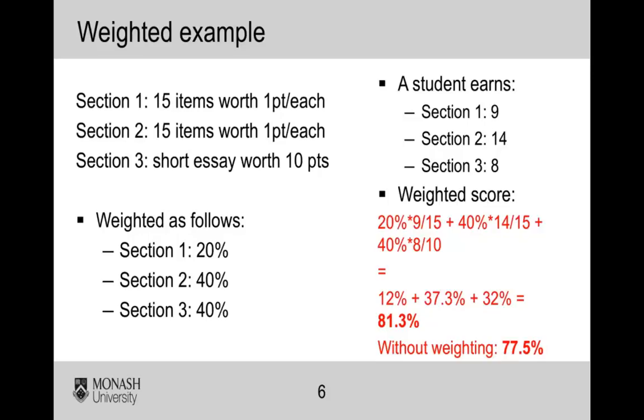So you have the weight, which is 20%, times the raw score, 9, divided by the total score, 15, and then so on. And you add those together. And the important thing to see here is that with the weighted example, the student would get 81.3%. And if it wasn't weighted, it'd be 77.5%. So there is a difference here.